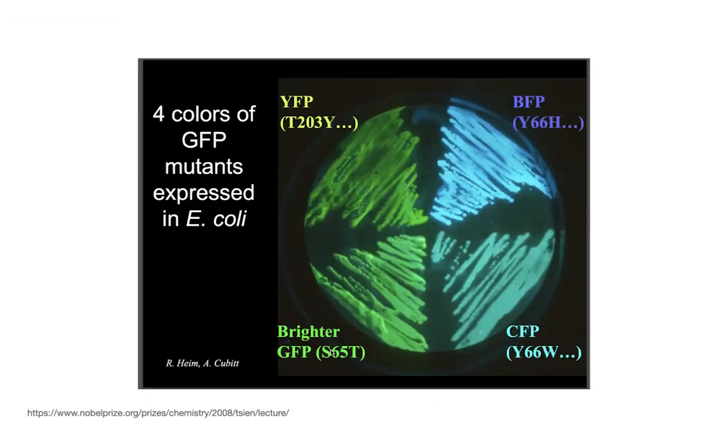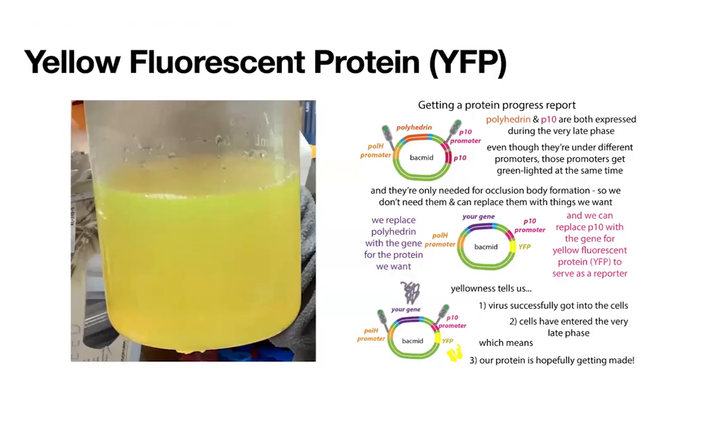You make this serine 65 to threonine and you get brighter green. You make the tyrosine 66 to histidine and you get a blue. You make this Y66, tyrosine 66, to tryptophan, and that's going to make it this kind of cyan. And this T203Y, threonine 203 to a tyrosine, that's going to give you YFP. And I know it looks a little weird. It doesn't look that yellow right here, but actually YFP, yellow fluorescent protein, really does look yellow when you see it in the wild.